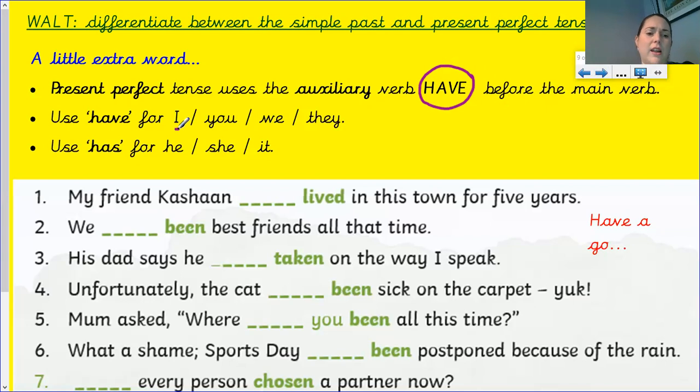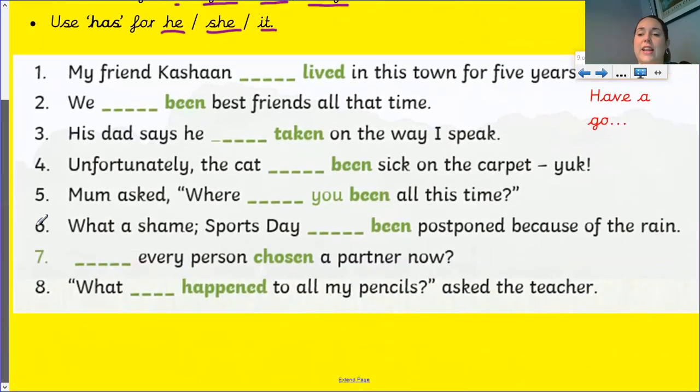When I say "I", I say I have. When I talk about you, I say you have eaten. When I talk about we, I say we have eaten. And when I talk about they, I would say they have eaten. But it takes a different form when we talk about he, she, and it. He has eaten. She has eaten. It has eaten. Not quite sure when we'd use that one. It has eaten.